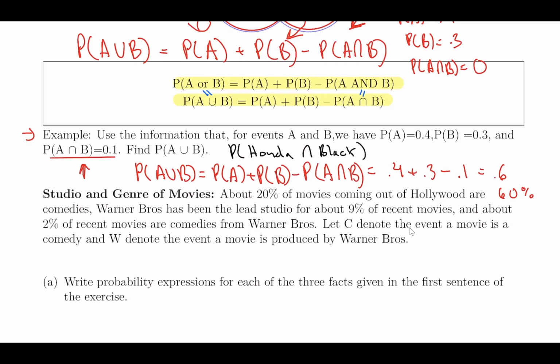So if we want to find the probability that we have a Honda that's black, the "and" represents that we want only cars that are black Hondas. We don't care if it's a black Mustang or a black Kia or a black Lamborghini. We only care if it's a black Honda. So whenever you have the "and" statement, it means both of those outcomes should occur at the same time.